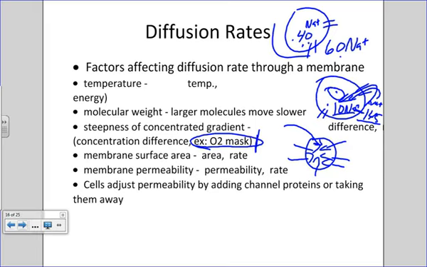Membrane permeability is a big factor that affects the rate of diffusion. Is this the same slide? Yeah, it is. I just noticed that.